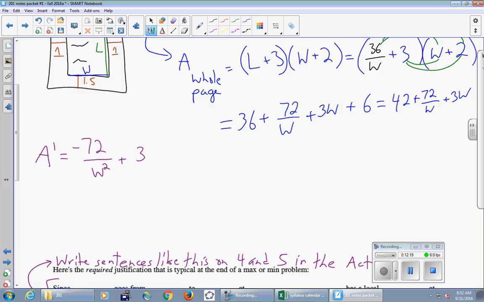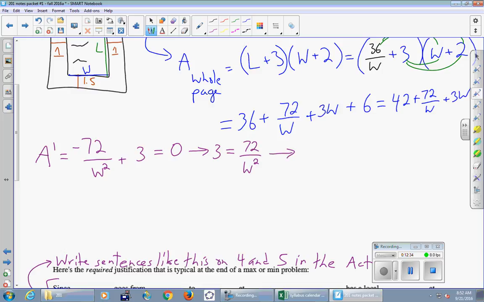Okay, so let's take this derivative and set it equal to 0. I'm going to add that fraction to both sides, and I get 3 equals 72 over W squared. I don't like my variable in the bottom, so I'm multiplying both sides by W squared. Divide both sides by 3. What is that? 1, 4, 14? No, 18? What am I doing wrong? 2, 24. That's it.